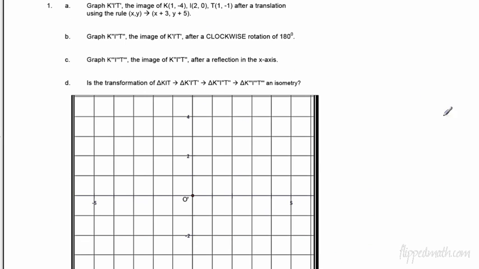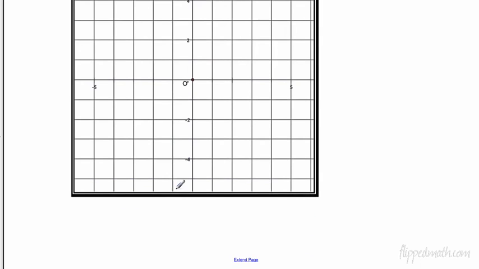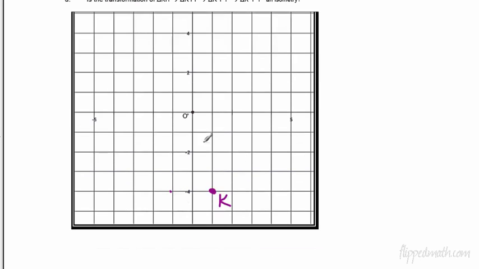There's one more type. What we're going to do is I'm going to give you a chance to read this. All right, so go ahead and read it. We're talking about KIT, which is a triangle. All right, so I'm going to put the points down. K is at (1, -4). Oh, we're going to have to go down here. (1, -4). That's right here. K. (2, 0).